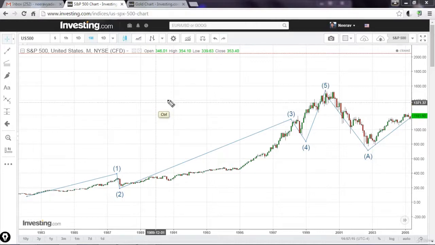So as we discussed in the last session, an impulse wave can have two types. We can have either an extended impulse wave or we can have a truncated impulse wave. So in this session we are going to look at both of these types, and first we will have a look at the extended wave.